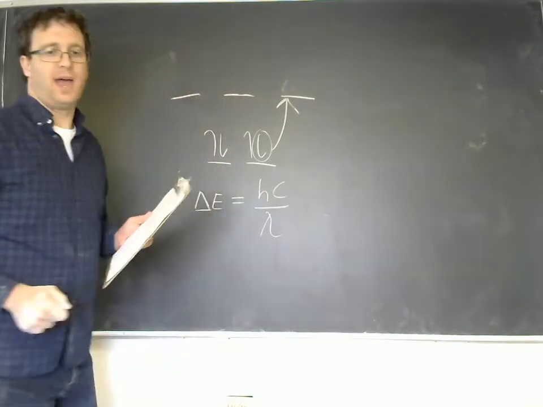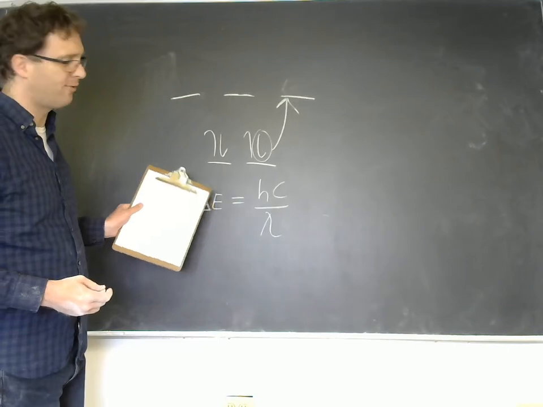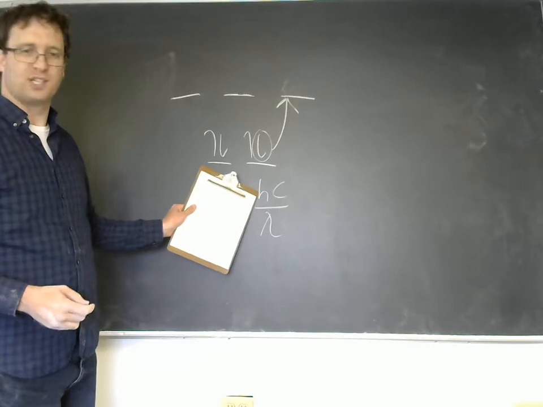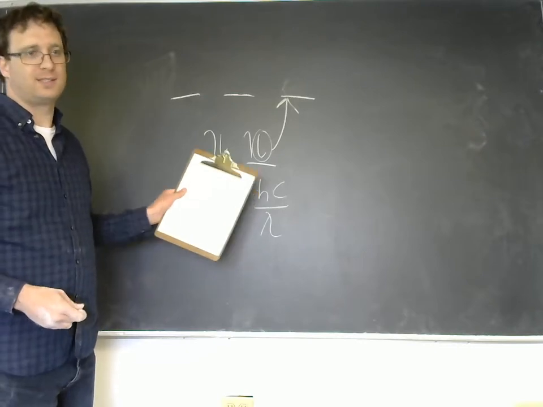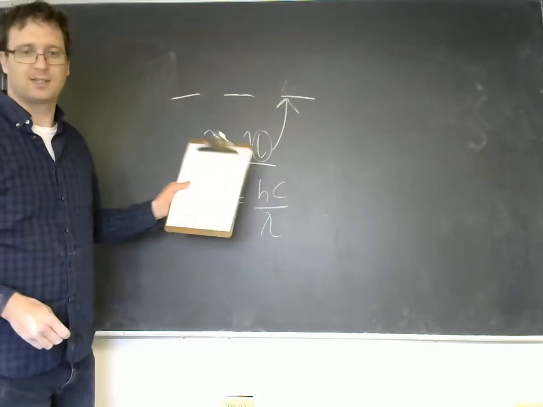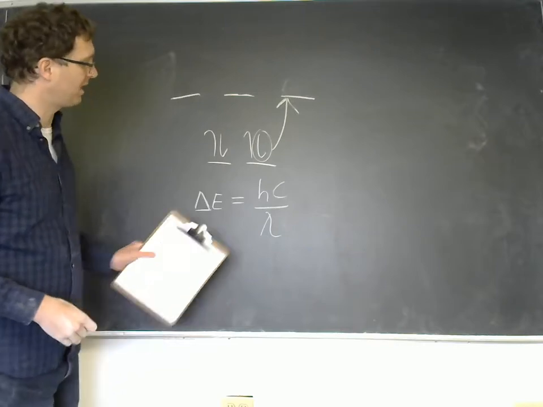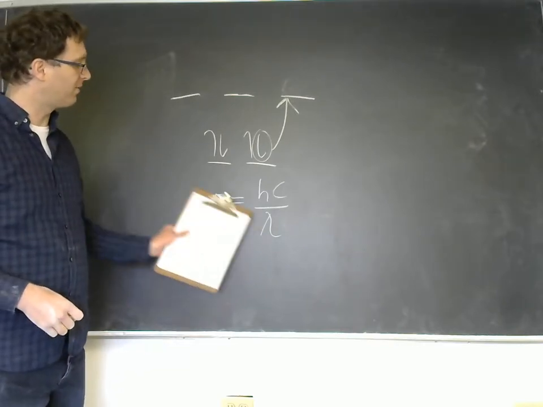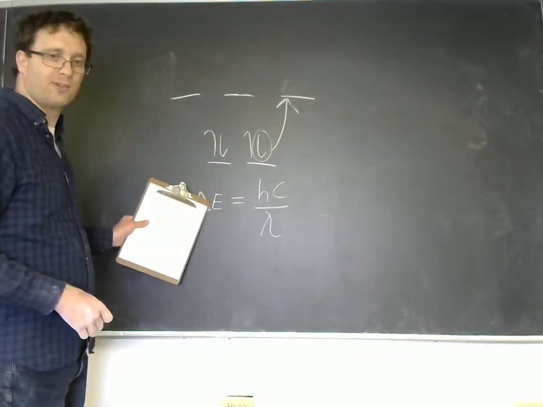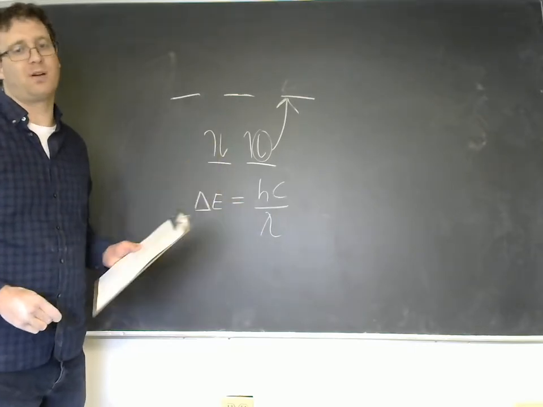And this is again a review, right? So a photon of light is going to have an energy that depends on its wavelength. H is Planck's constant, that's 6.626 times 10 to the negative 34th joule seconds. C is the speed of light, 2.998 times 10 to the 8th meters per second. And we can find lambda, the wavelength, if we know the crystal field splitting energy. Or we can find the crystal field splitting energy if we know the wavelength of light that is absorbed by the compound.